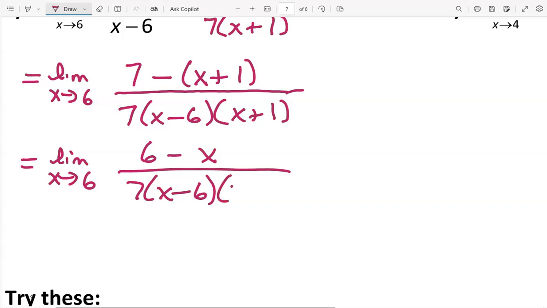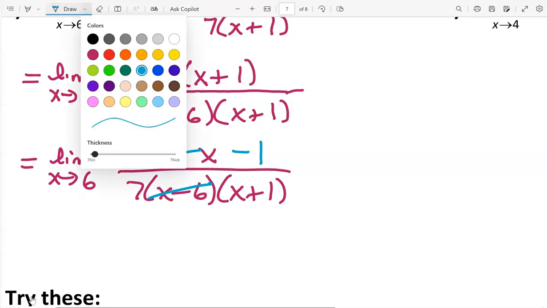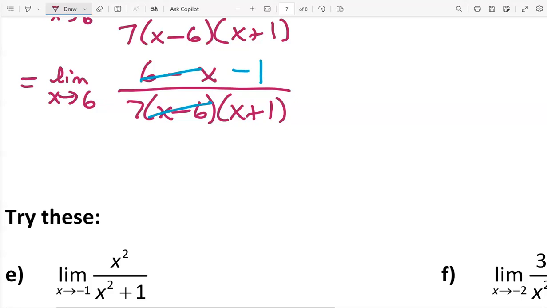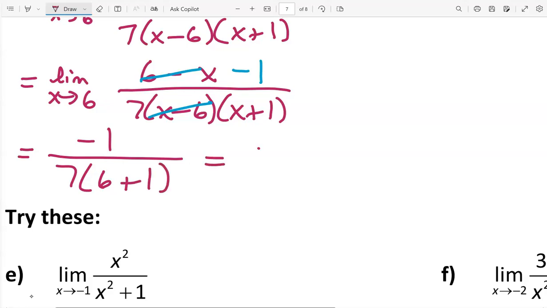So now we can do some simplification. 6 minus x and x minus 6 are opposite factors, so when we cancel, we're going to get a -1. And now what we have is a function that is equivalent to the original function everywhere but x equals 6. And so its limit is just the function value, which is -1 divided by 7 times 6 plus 1, or -1/49.